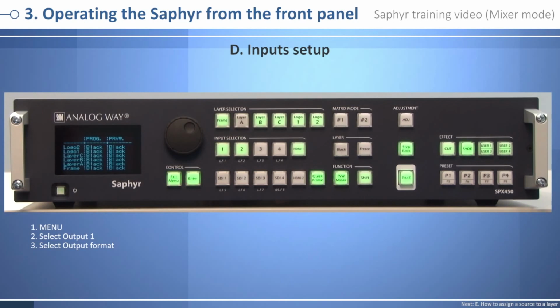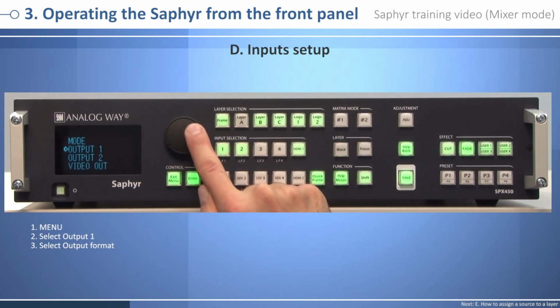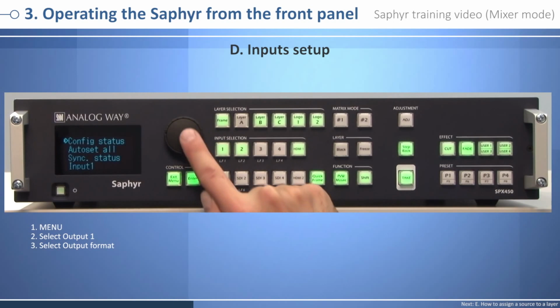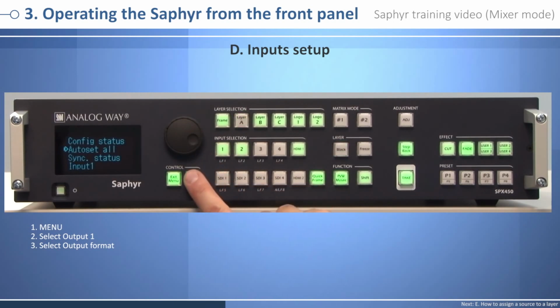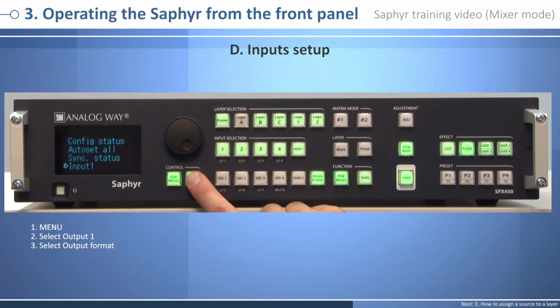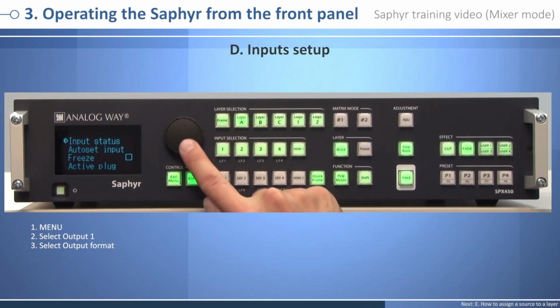Input Setup. To set your inputs automatically once they are all connected and active, go to Input Menu, Auto Set All. You can also do it manually on each input number using the Enter and the Knob button and set up the input type one by one.